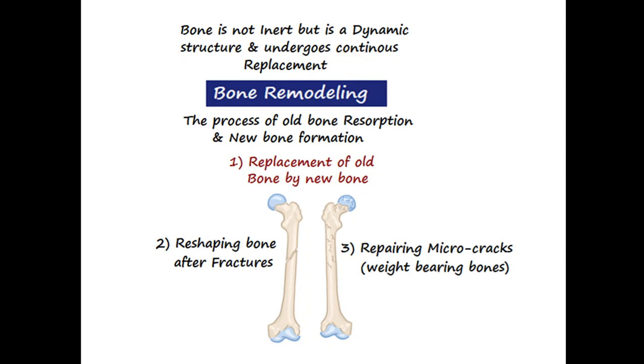So bone remodeling is the process of old bone resorption and new bone formation. And bone remodeling serves important functions, and the three important functions include the replacement of the old bone by the new bone. It is also involved in reshaping the bone after fractures, and it has a very important part in repairing the micro cracks, particularly in the weight bearing bones that we experience in our daily routine life.